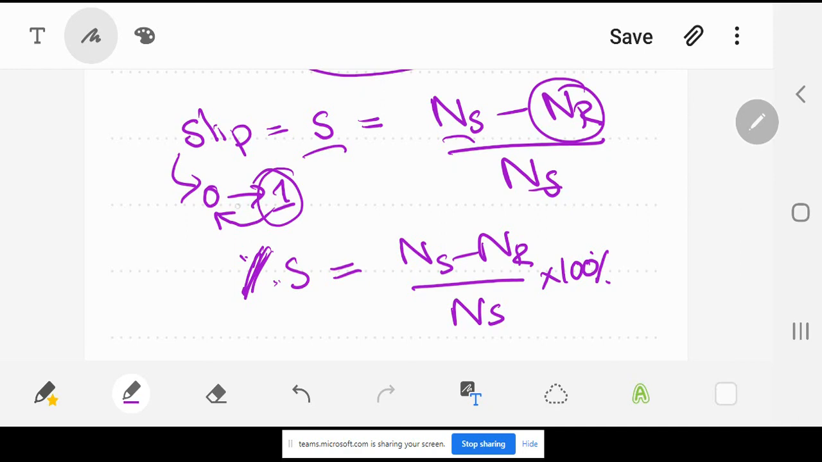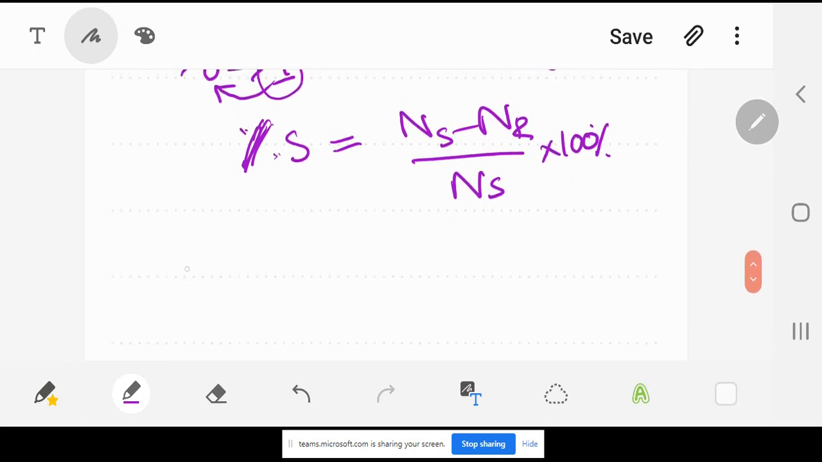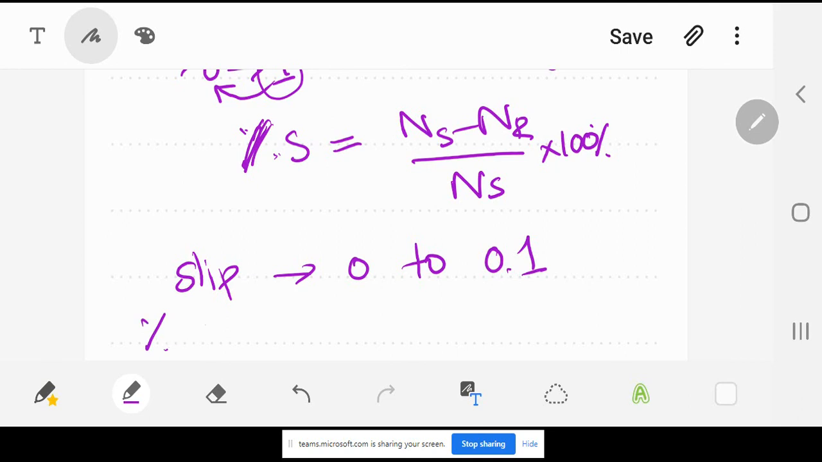So slip always remains in the bracket of approximately 0 to 0.1. If you convert this into percentage S, it goes to a value of approximately 10%. In fact, this is going to be 10%. So this is very important, that percentage S and S are different things.